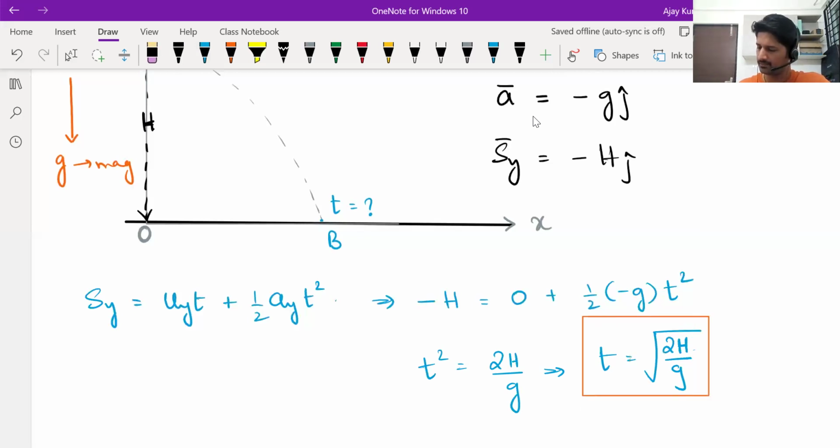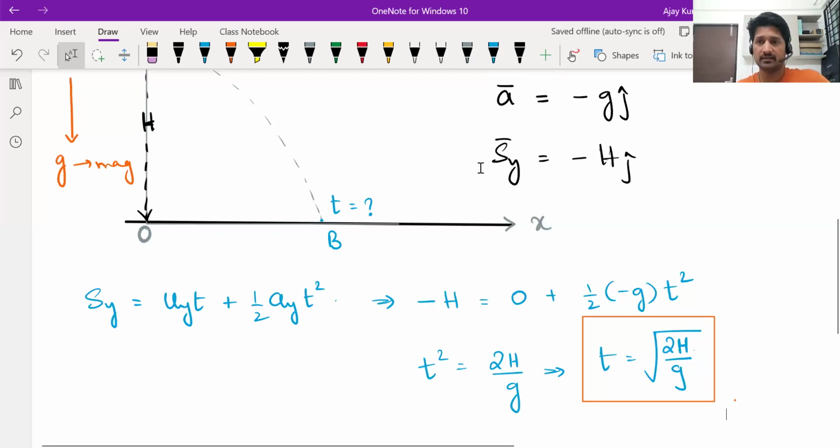Time of descent, sir. Time of descent. Good. In which case? What is the situation? In which situation is this the time of descent? When acceleration is constant.